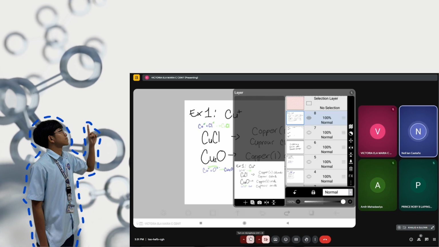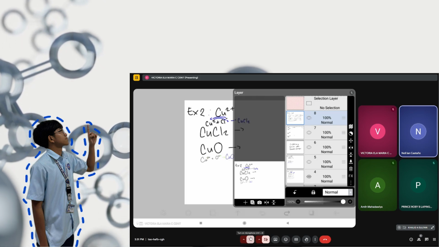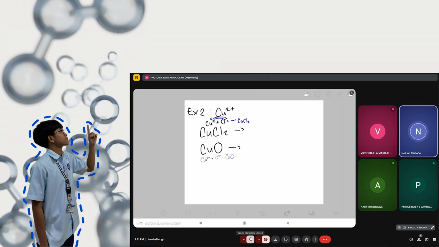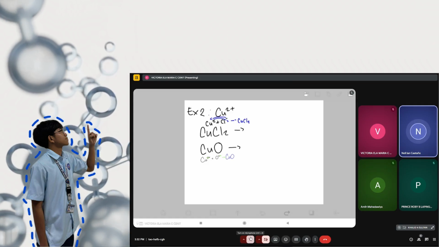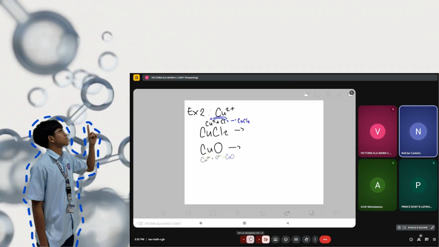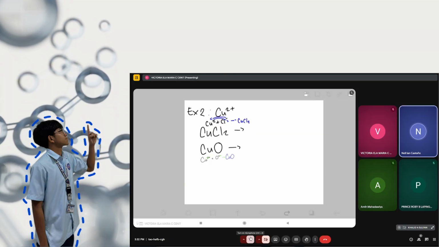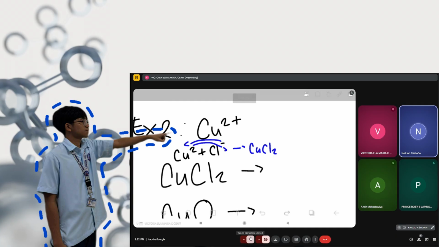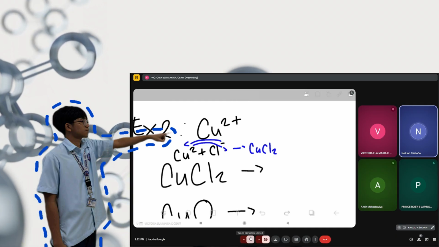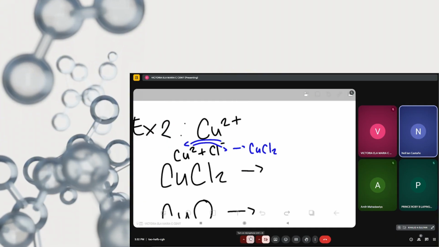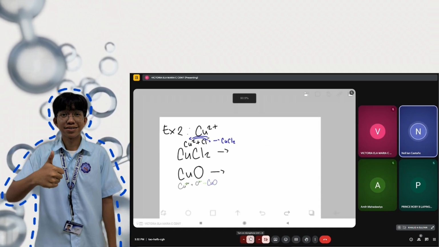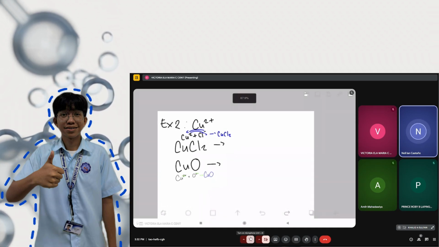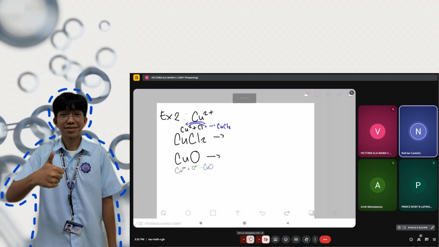Now let's move on to the next example. We will be using Cu2+. As you saw earlier, Cu2+ is greater than Cu+, so the name of it will be copper(II) ion or cupric ion. We will be using -ic when the charge is greater than the other one.